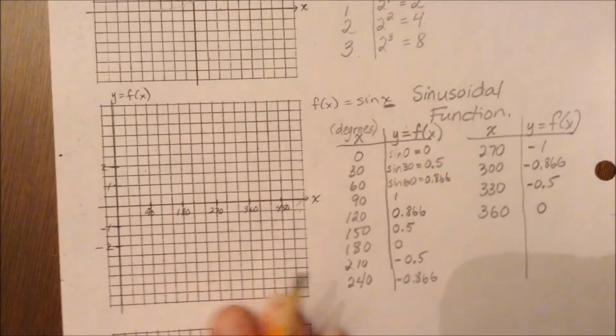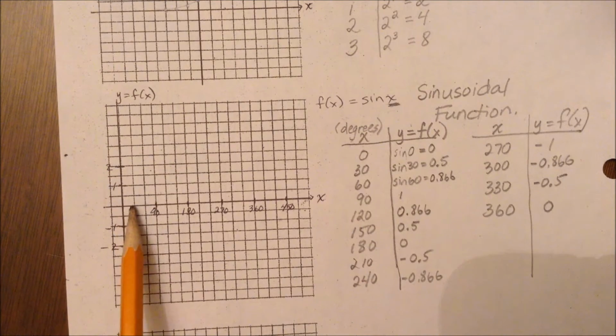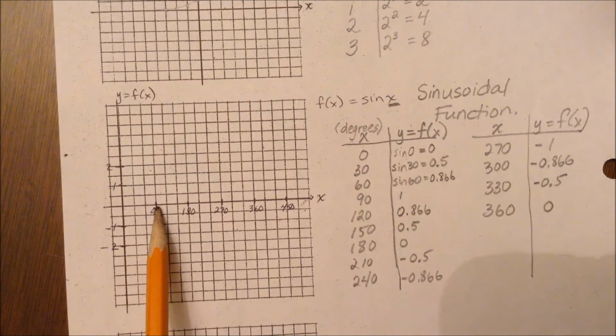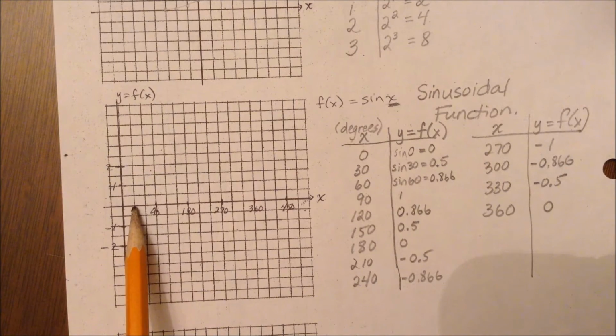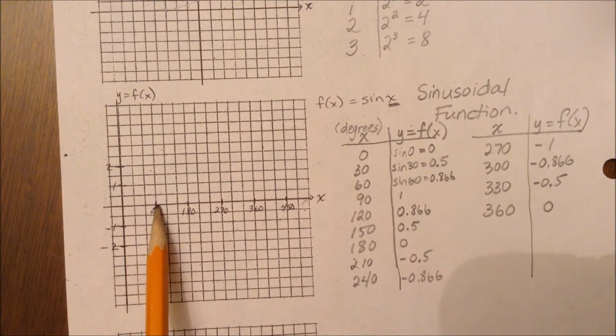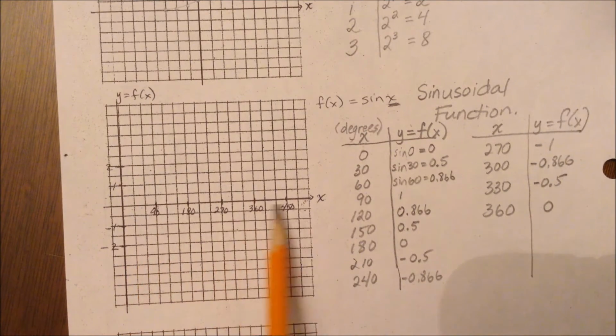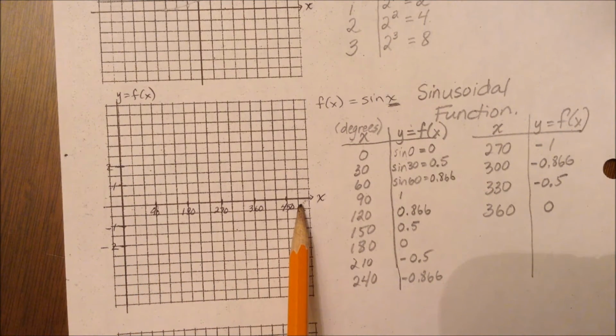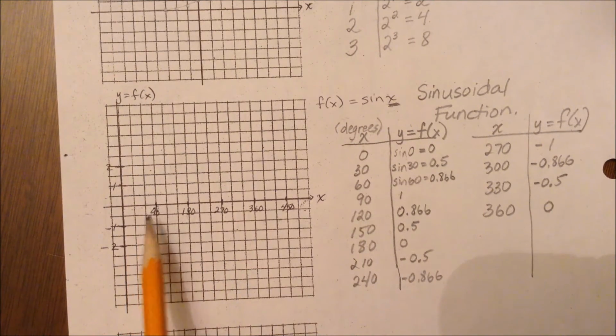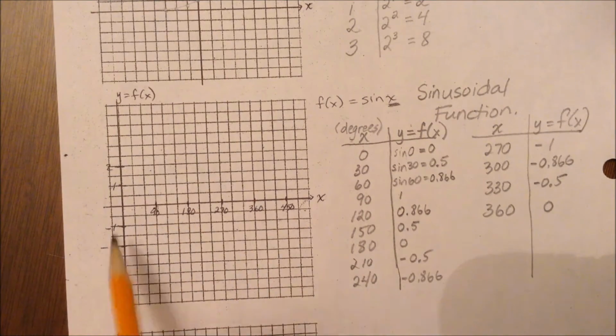Notice my scale on my graph. I've done 3 squares to 90, so I'm really counting by our 30 degrees, 30, 60, 90, and so on. It is not necessary to label every single square, but when you are counting by something other than 1, you should put what the values are on your axes. You should label your axes with the numbers.